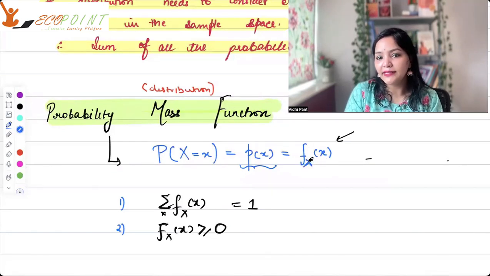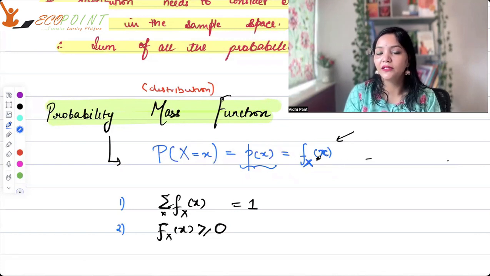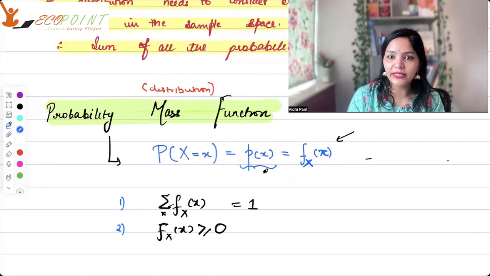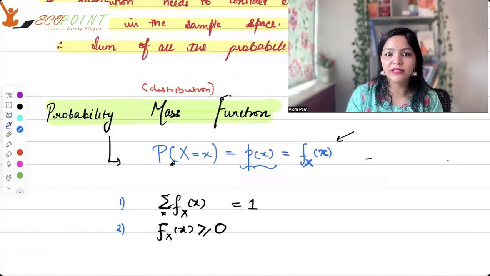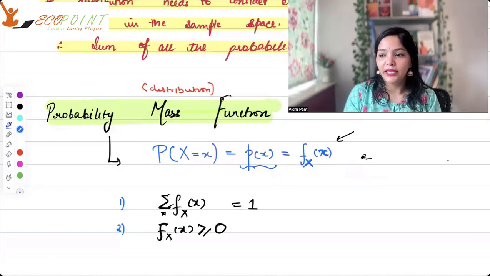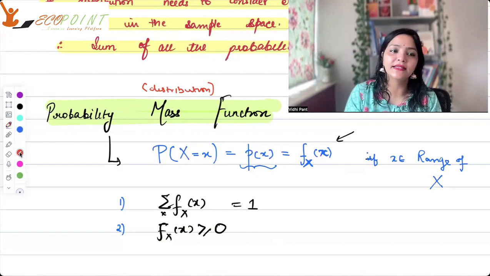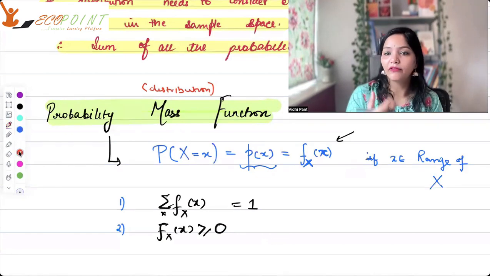So probability mass function, you can write it down as lowercase f. Capital X is for the random variable. This is for the value. It's also written a lot of times as f_X(x) or lowercase p_X(x). Basically, it is probability X equal to x, if x belongs to the range of the random variable X, that is, X takes the value of x.